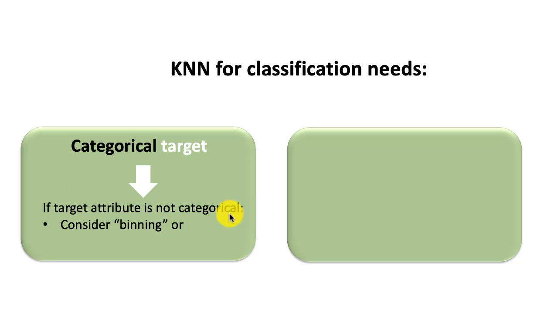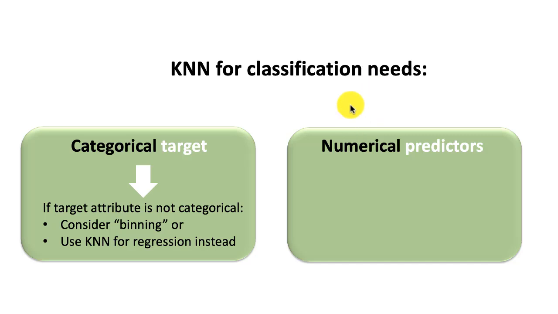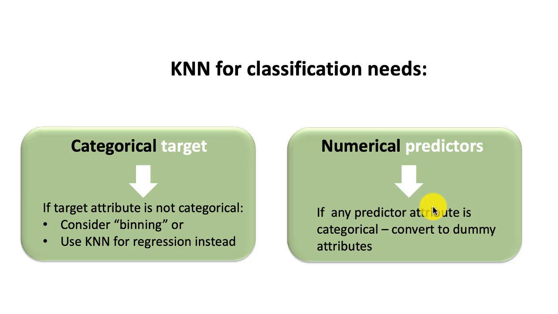Now, sometimes you may have a categorical attribute which is numeric, but you want to use KNN for classification for whatever reason, then there is a technique called binning, which you can use. I'll be talking about that just now. Alternately, of course, you may say, well, I don't want to do that. I'll use KNN for regression instead. Okay, fine. If your predictors have to be numeric for KNN, as we've already discussed, well, if you do have categorical predictors, then now we know how to convert them to numeric. You convert them through dummy attributes.